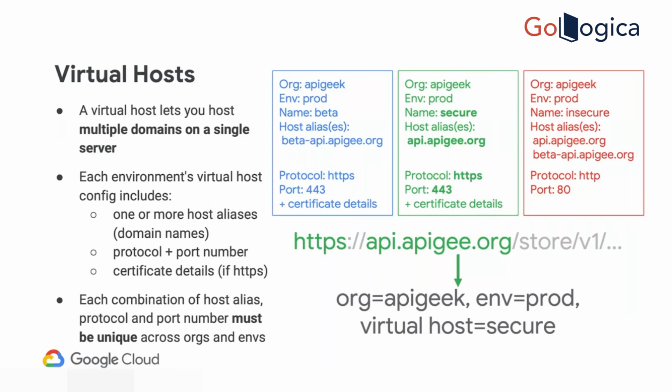And in virtual host, what happens? Virtual host is a configuration that allows you to host multiple domains on a single server. So on one server or one set of servers, you can host multiple host names or multiple domains. In each virtual host, you define a host name. We call it host alias or host name, which is nothing but a domain name, usually like api.yourcompany.com or apitest.company.com. So some domain, then protocol and port number.